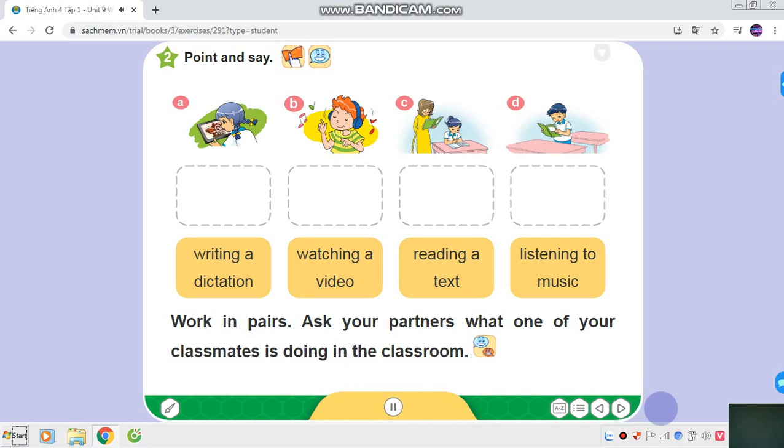What's he doing? He's listening to music. What's she doing? She's watching a video. A. Watching a video. B. Listening to music. C. Writing a dictation. D. Reading a text.